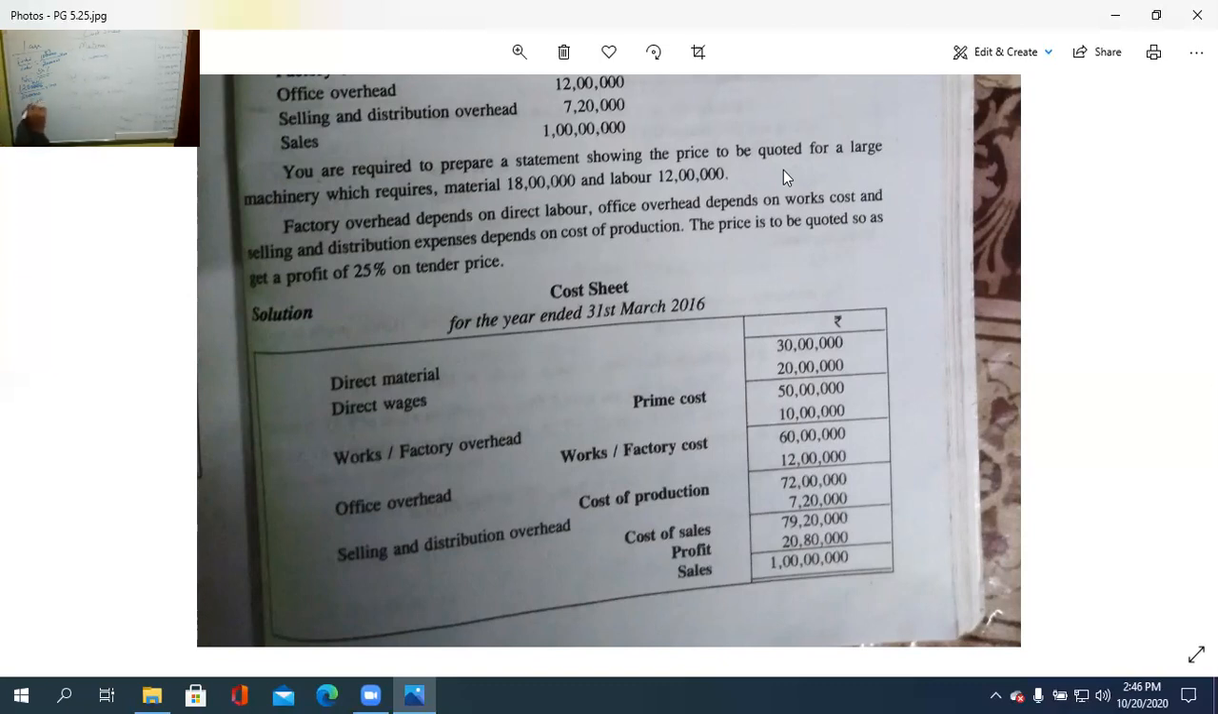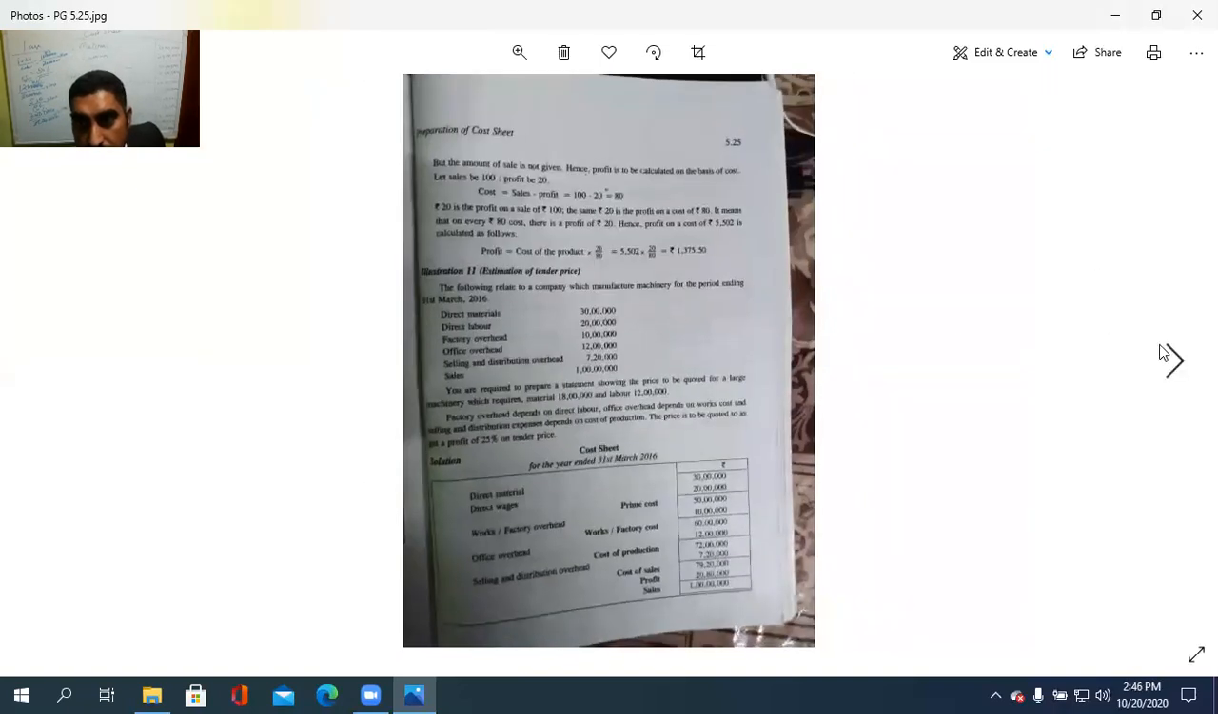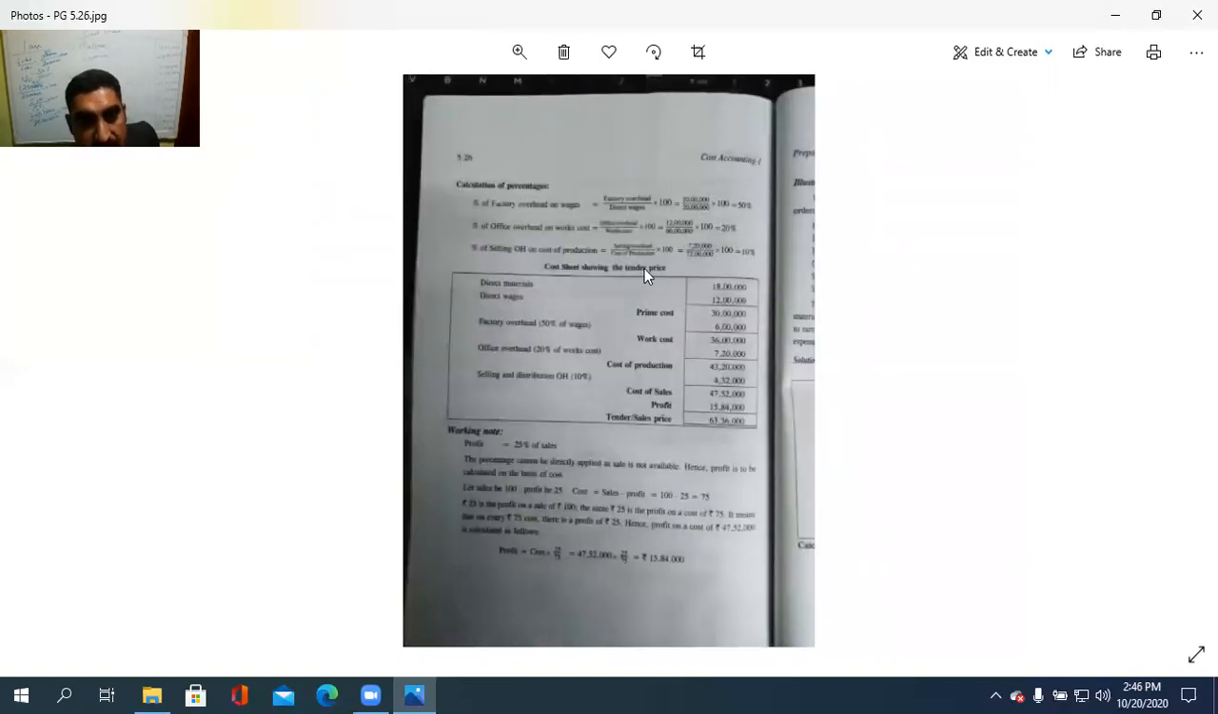So S&D upon office cost into 100. So that is 7,20,000 divided by 72 lakhs into 100. So it is 10%. So it is, look, 50, 20 and 10. Then upon that, we are going to prepare the quotation for the new machinery, big machinery. So this is quotation or tender price in particular. Clear?